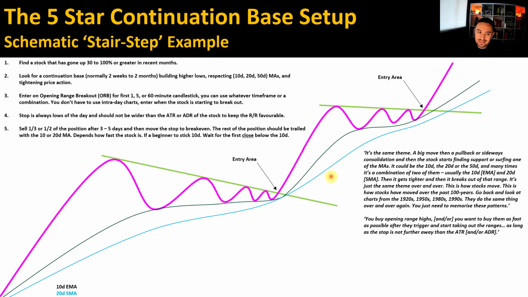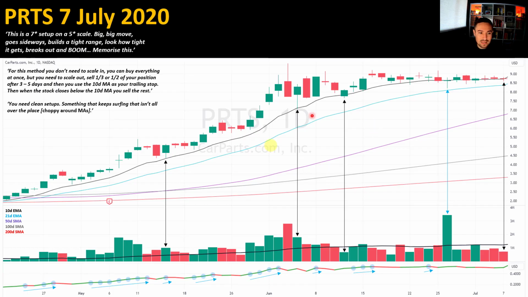It starts tightening, gets nice and tight as well, and then you can see where these stocks are setting up, and I will explain certain types of candlesticks as well. So let's start here. This is PRTS, so let me just read you a quote. Okay, this is a 7-star setup on a 5-star scale. Big move, goes sideways, builds a tight range, look how tight it gets, breaks out, and boom, memorize this.